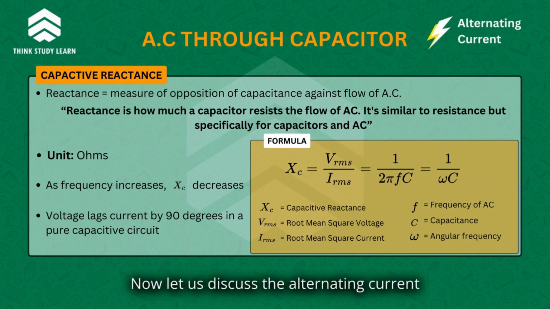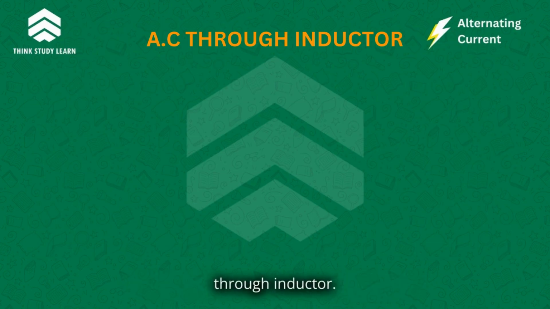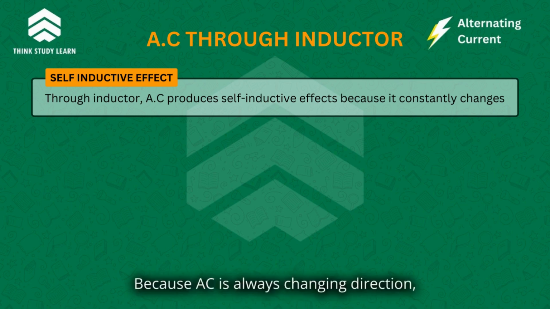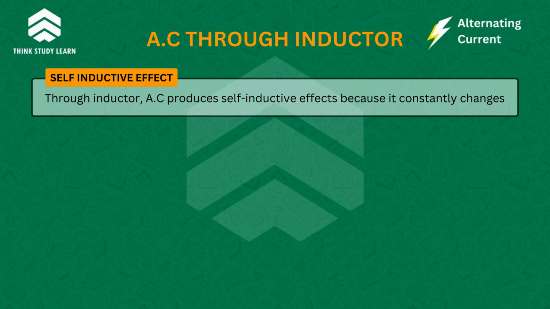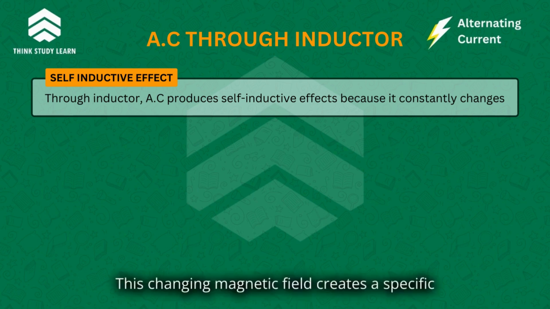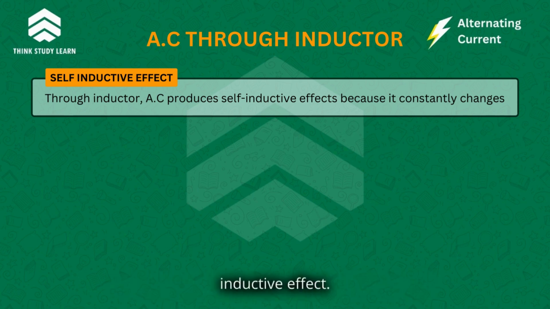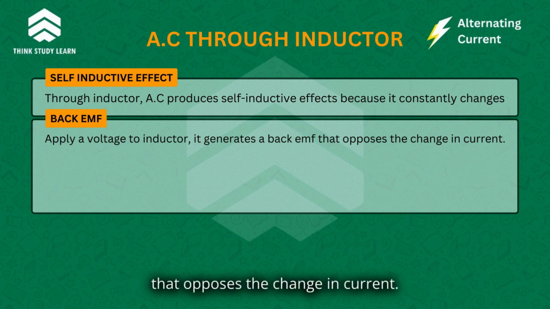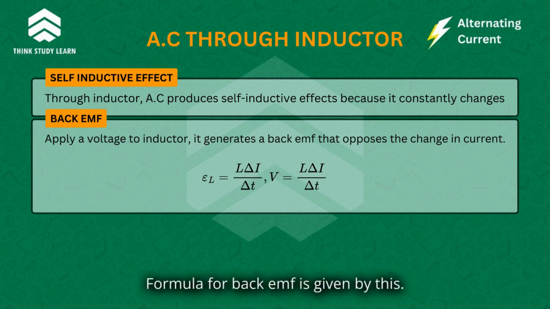Now let's discuss the alternating current through inductor. An inductor creates a magnetic field when alternating current flows through it. Because AC is always changing direction, the magnetic field changes too. This changing magnetic field creates a specific inductive effect. When you apply a voltage to an inductor, it generates a counter voltage or back EMF that opposes the change in current. The formula for back EMF is given by this.